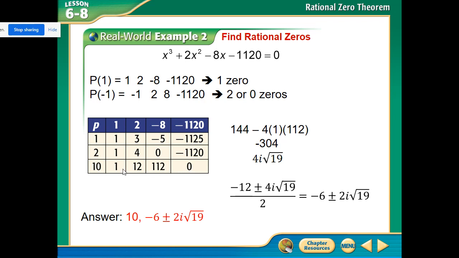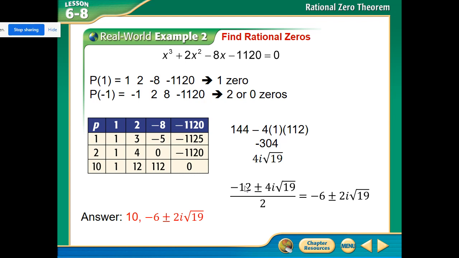So I have 10, I have a quadratic left. I don't know anything that multiplies to 112 that adds up to be 12, so I just try the quadratic formula. 144 minus 4 times 1 times 112, which is negative 304, which is 4i root 19 when you go ahead and birthday cake it.